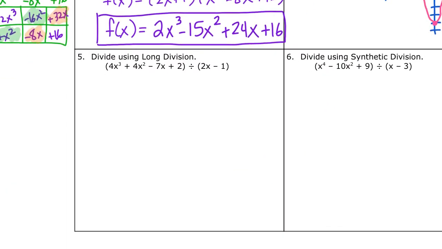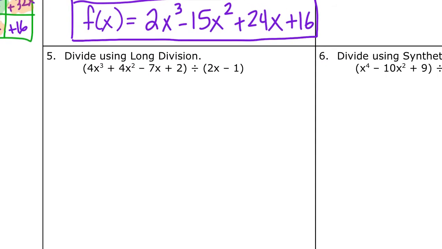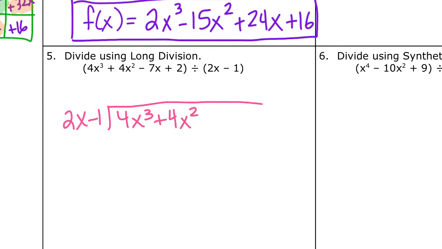Okay, now our division. Use long division to divide here. So always double check that your polynomial is in descending order. So x cubed, x squared, x, and then constant. So we are good. So we're just going to divide it as is. So we're going to put our divisor on the outside. Okay, divisor on the outside. So 2x minus 1, and our dividend on the inside. 4x cubed plus 4x squared minus 7x plus 2.